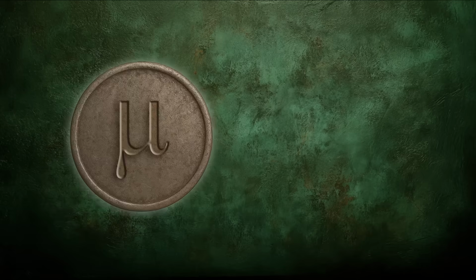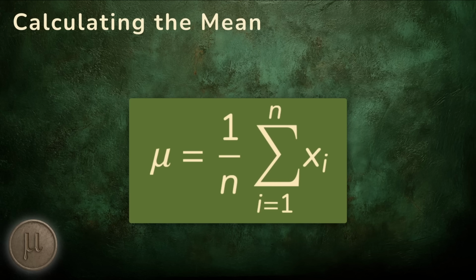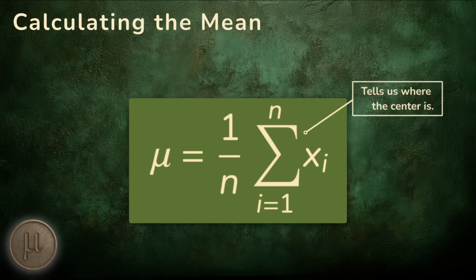First up, the mean, or average. To calculate the mean, add up all your values and divide by the number of values. You're only halfway there. The mean tells us where the center of the data is. We also need to know how spread out the values are. That's where the standard deviation comes in.